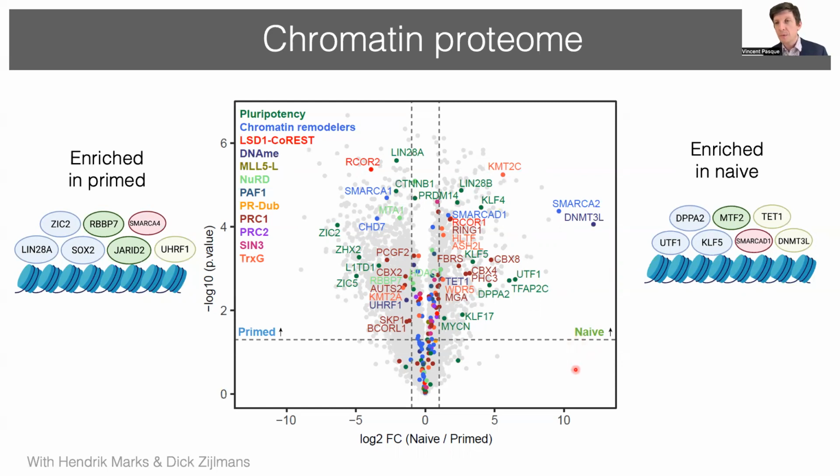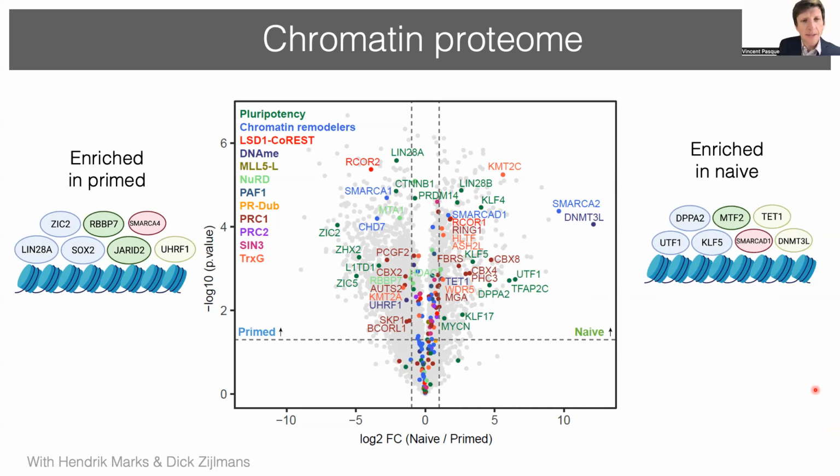Of course, we see changes in the abundance of transcription factors, the key regulators of cell identity, and naive transcription factors are more enriched on naive chromatin, prime transcription factors are more enriched on prime pluripotent stem cells. And we also see a lot of changes in the abundance of chromatin regulators, including writers, readers, and erasers of chromatin modifications, as well as a plethora of chromatin remodelers.